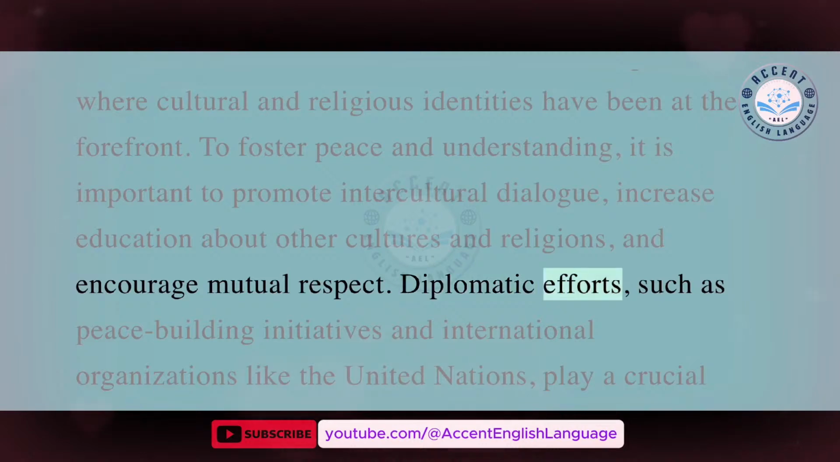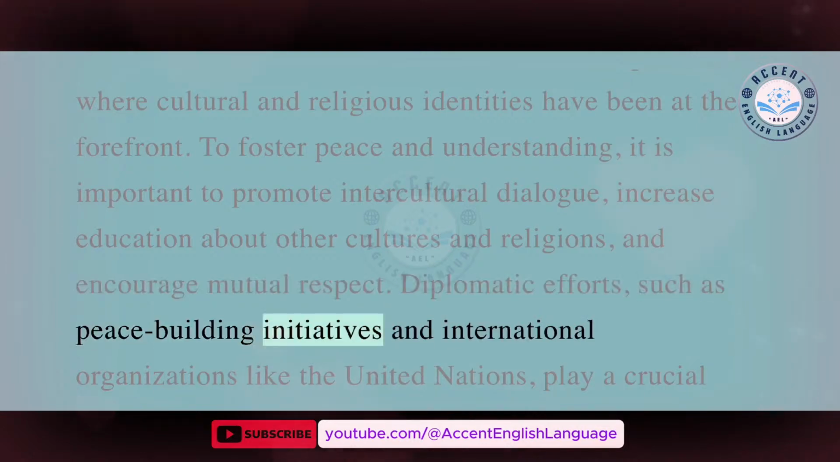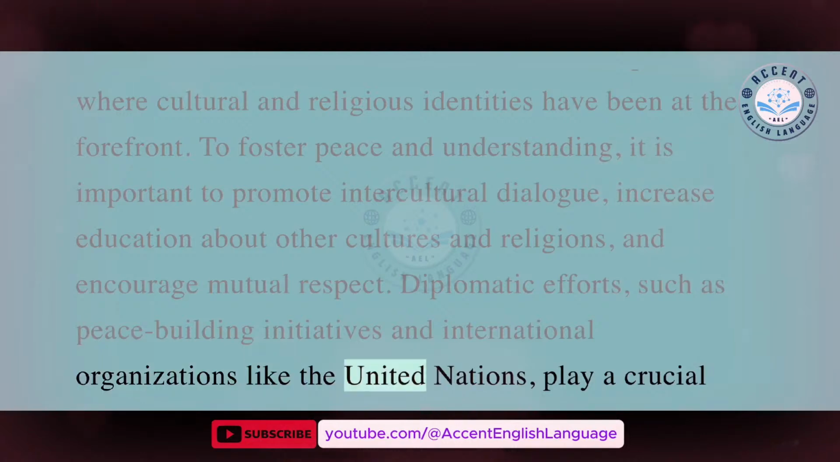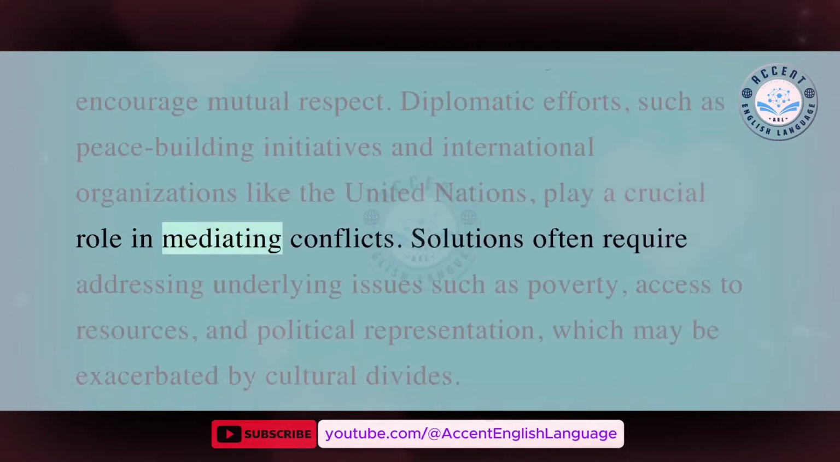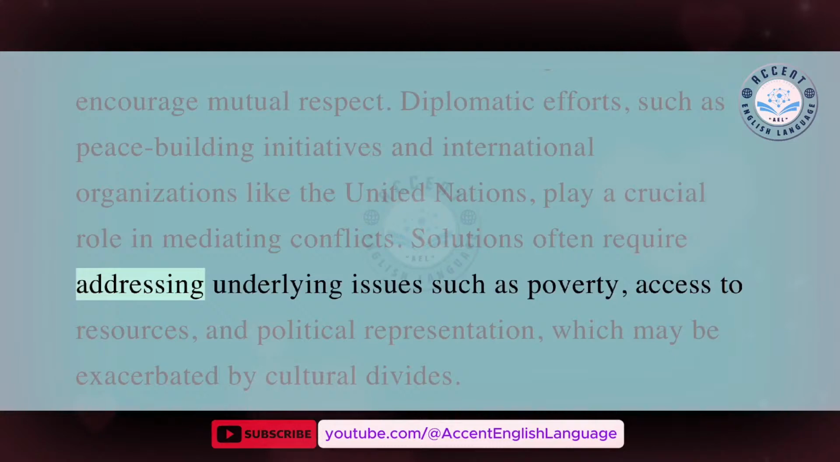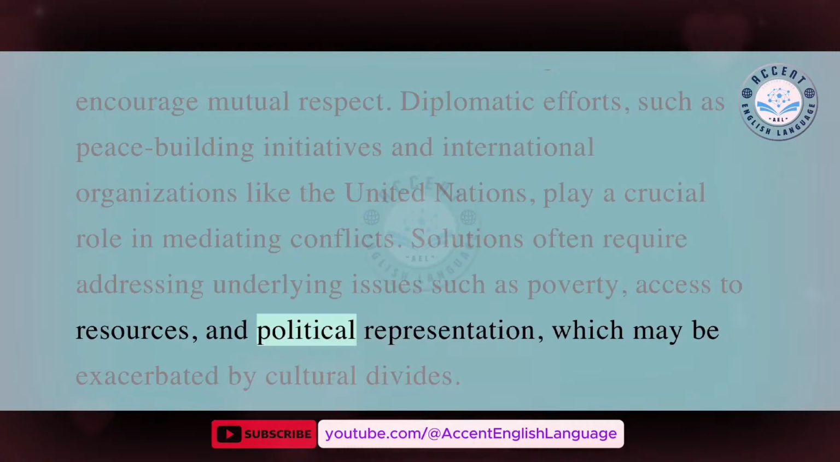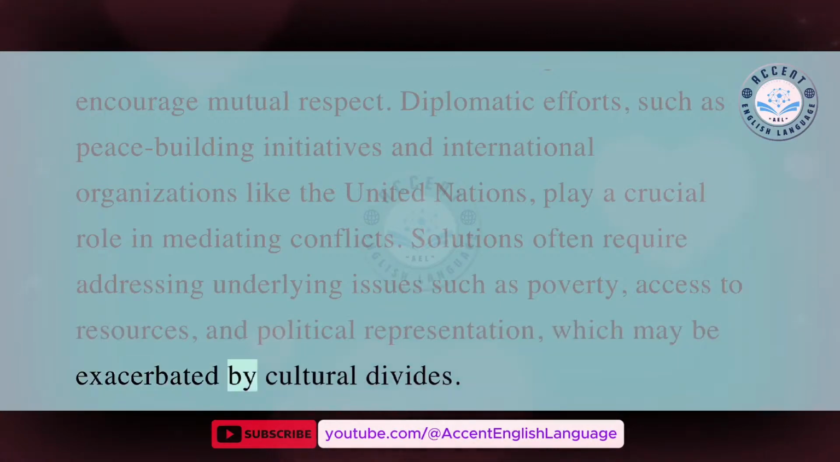Diplomatic efforts, such as peace-building initiatives and international organizations like the United Nations, play a crucial role in mediating conflicts. Solutions often require addressing underlying issues such as poverty, access to resources, and political representation, which may be exacerbated by cultural divides.